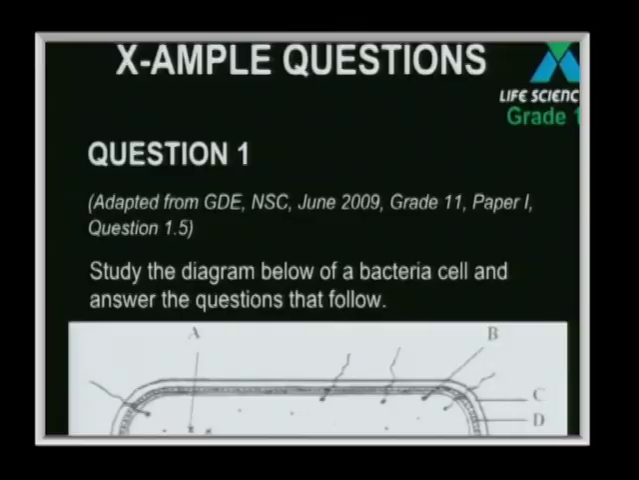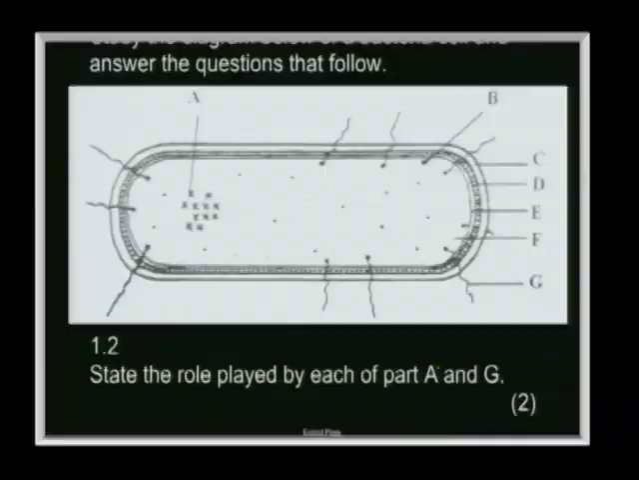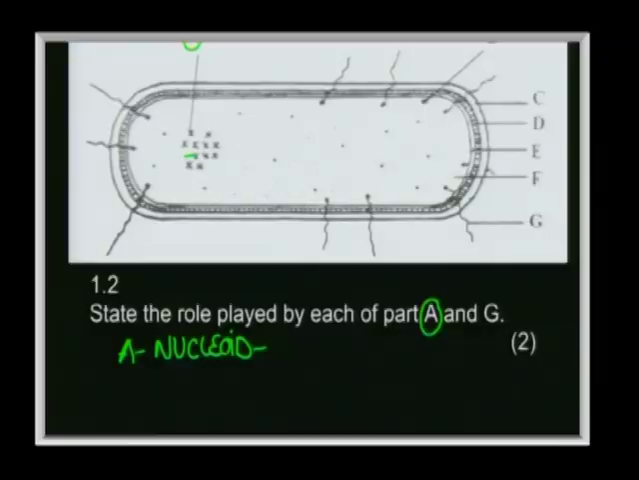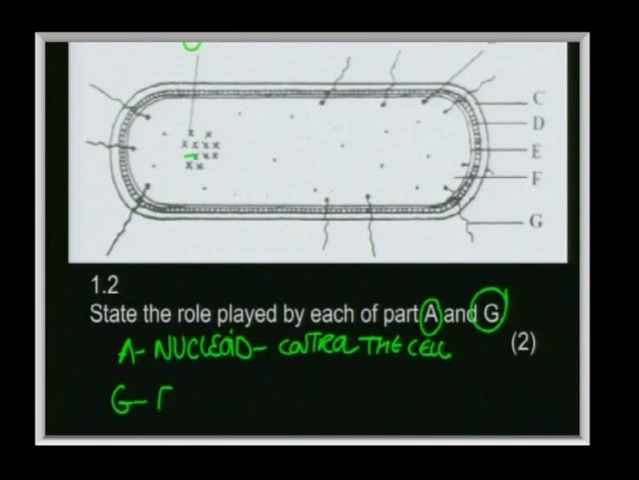The following part of the question. Again, we have the diagram for easy reference, and now we have to give the role or the function of certain parts. Part A, over there, always start by identifying it. It is the nucleoid. What is the function of the nucleoid? Well, like the function of the nucleus, it is going to serve to control the cell. Part G, our second part, again, start by identifying what it is. Part G is a flagellum. What is its function? It is there for locomotion, and specifically locomotion in liquid.